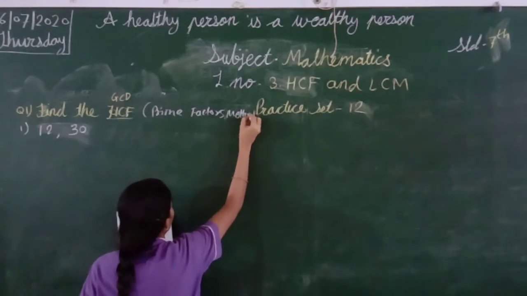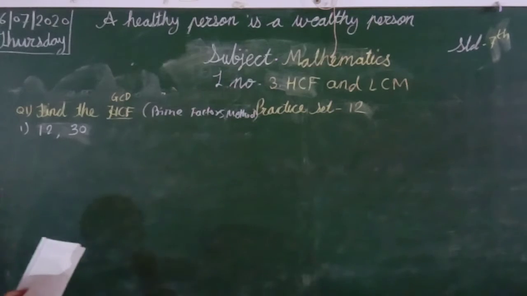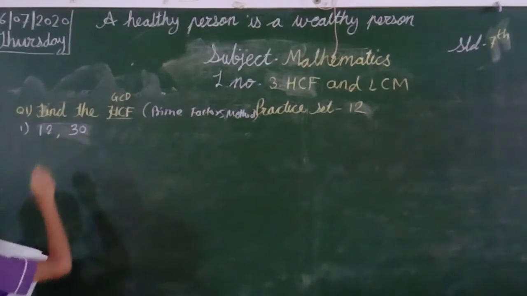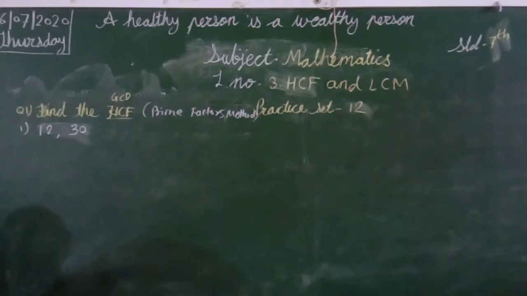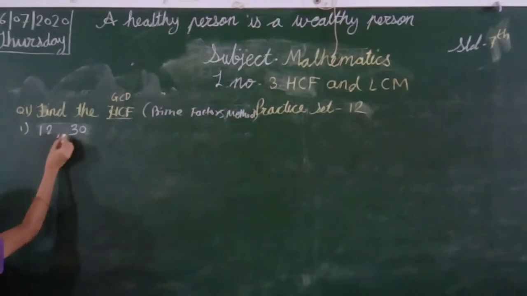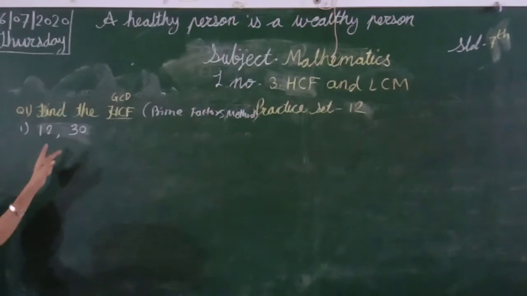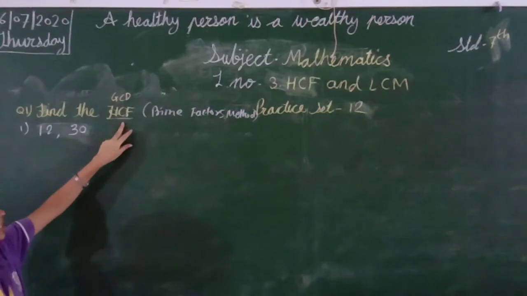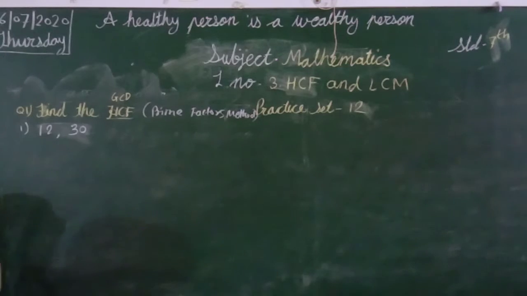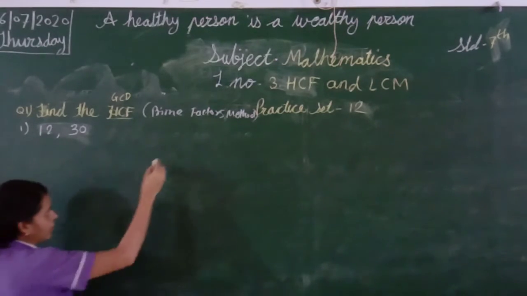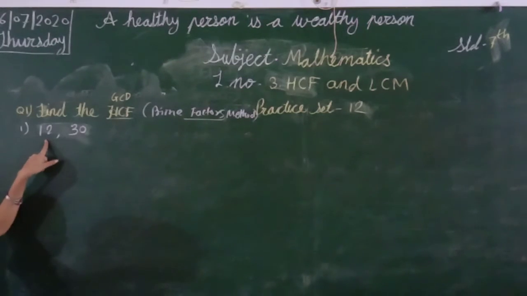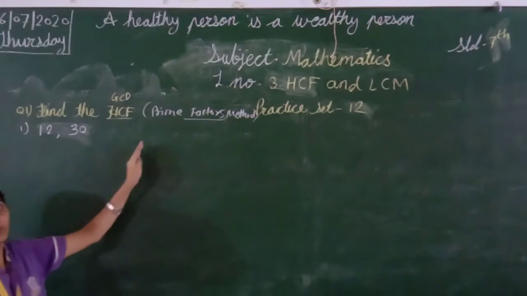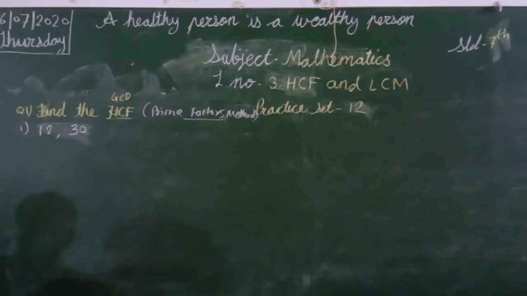Okay students, first we will learn this method. How do we find the HCF? Students, we have the two numbers 12 and 30, and we have to find the highest common factor between 12 and 30. First we have to take out the factors. There are two ways to take out the factors: a vertical method and a horizontal method.